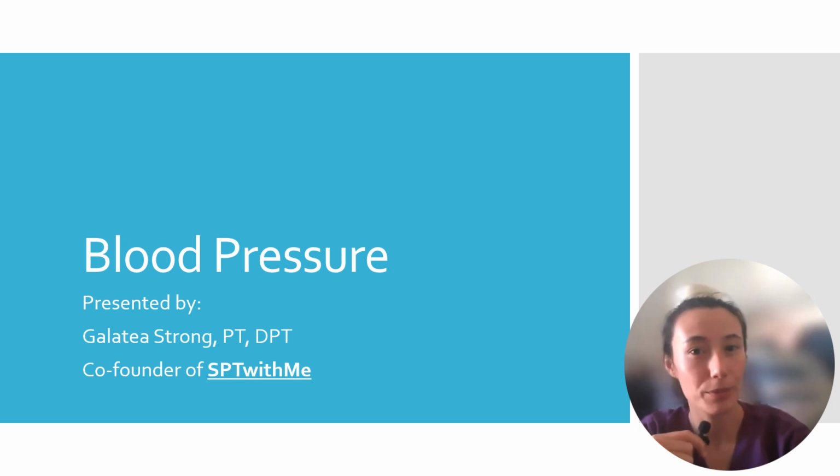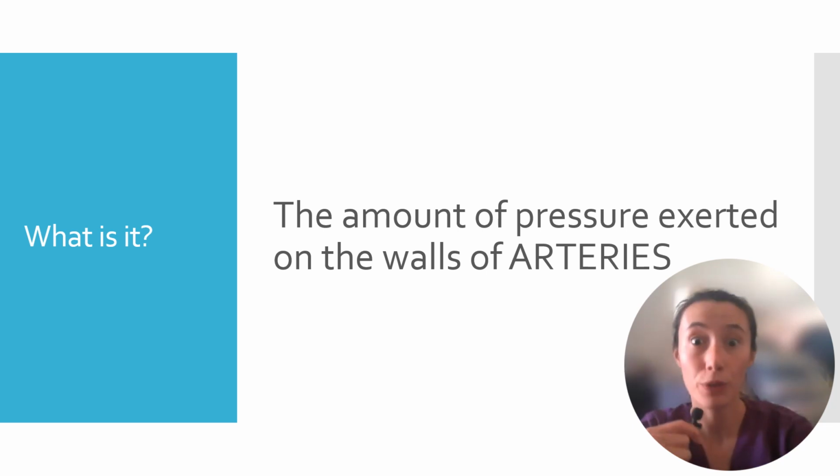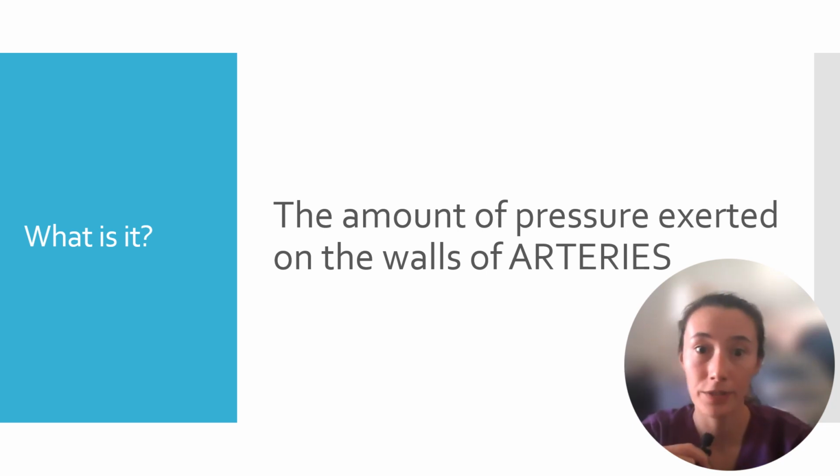Let's talk about blood pressure. First off, what is blood pressure? Blood pressure is the amount of pressure that is exerted onto arterial walls. Note that I'm emphasizing arteries, not veins. When you're taking blood pressure at the arm, it's the brachial artery.